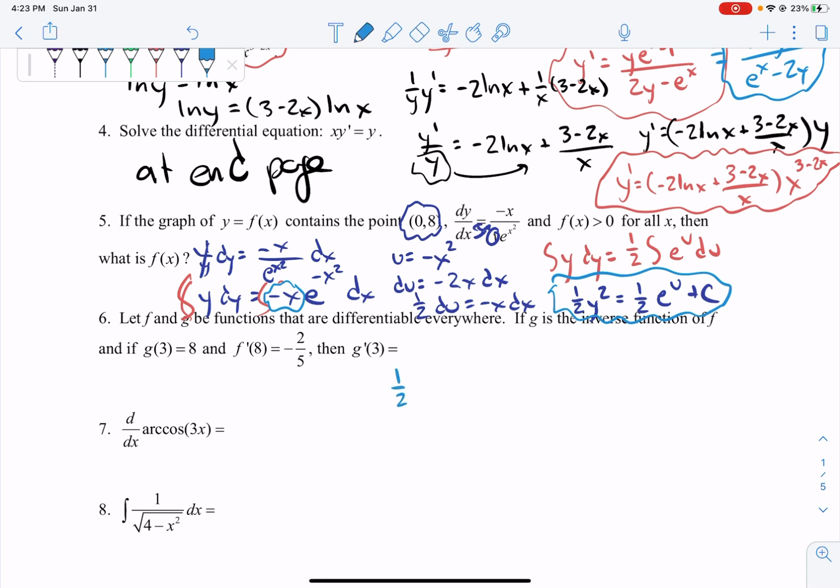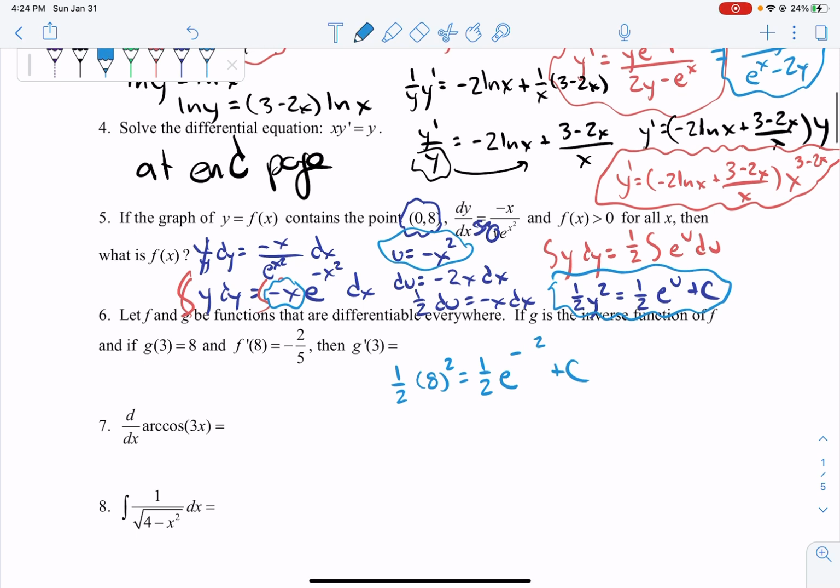1/2, and instead of y squared, I'm going to put 8 squared, and that's going to equal 1/2 e to the, well, the u's not going to work because I've got to change it. Instead of a u, what was my u? Negative x squared. So this is going to become negative x squared plus c. Oh, but not x, because we plug in 0. So negative 0 squared. So 8 squared is 64, half of 64 is 32.